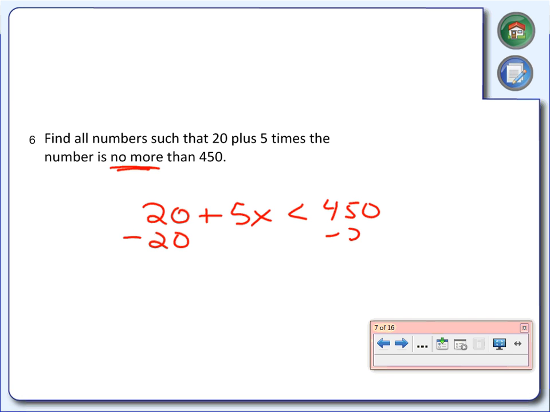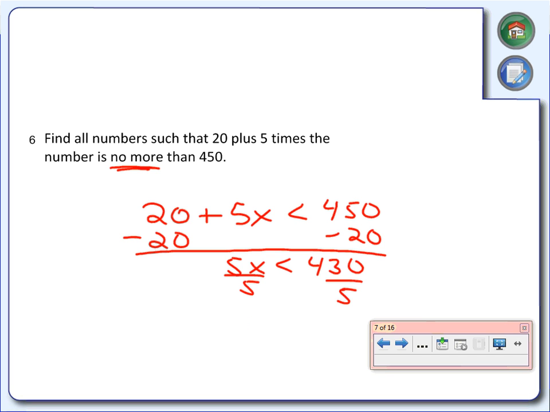So I'm going to start by subtracting 20. So 450 minus 20 was 430. Then we can divide by 5. And 430 divided by 5 is 86. Therefore, anything less than 86 would be a solution. And again, you'll have 4 choices to go off.